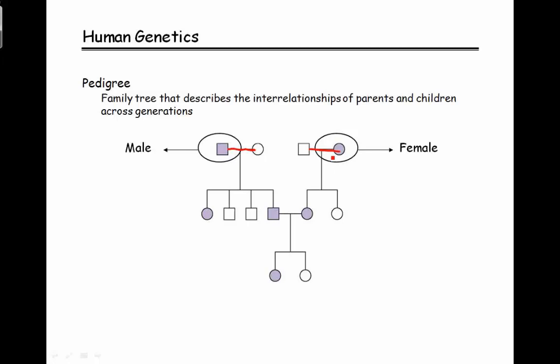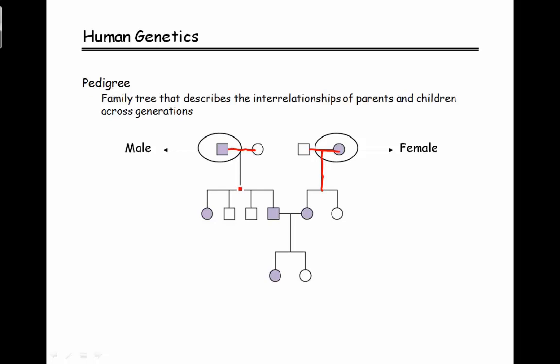So if we look at the line that drops down directly below this couple, we can see that they actually had two children. Those two children are both daughters. This couple over here had 4 children. They had 3 sons and a daughter.